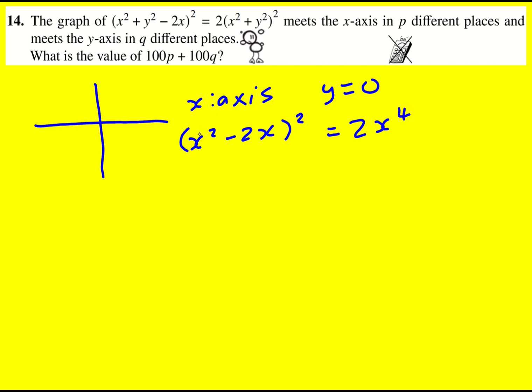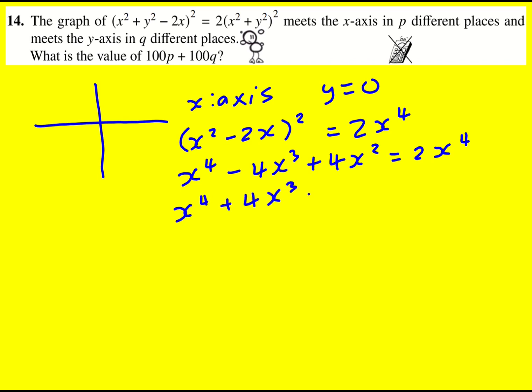And what I decided to do here is, rather than rooting it, I expanded the bracket. So I'm going to get x to the 4 minus 2x times x squared, then doubled, it's going to be 4x cubed plus 4x squared equals 2x to the 4. Rearrange to give x to the 4 plus 4x cubed minus 4x squared equals 0. I've got a common factor of x squared, so I can take that out, which makes this equation much simpler.